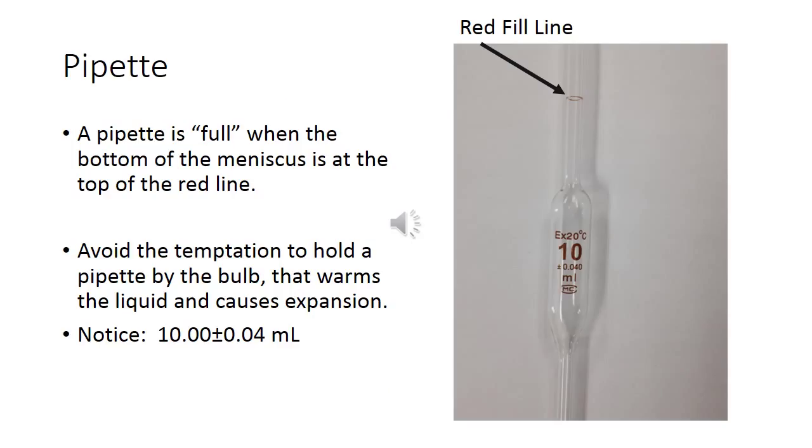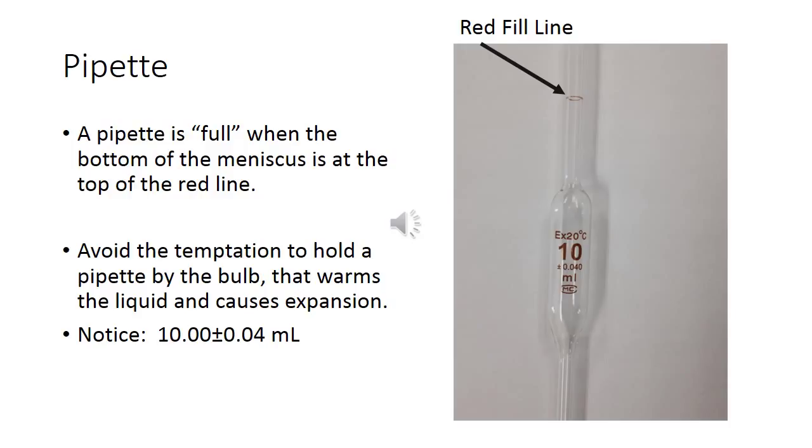The focus of our lab is going to be how to use a volumetric pipette. A volumetric pipette has either a red line at the very top, you can see it in the photo there, or it has a white etched mark at the very top. This represents the fill line. When the bottom of a liquid's meniscus touches the top of that red line, the pipette is full and contains exactly 10.00 milliliters.